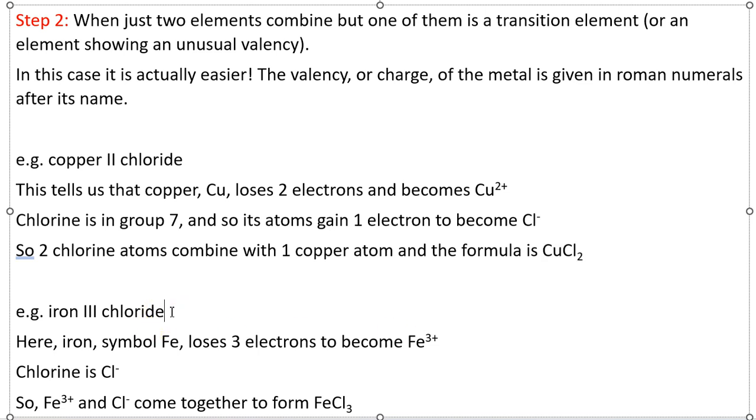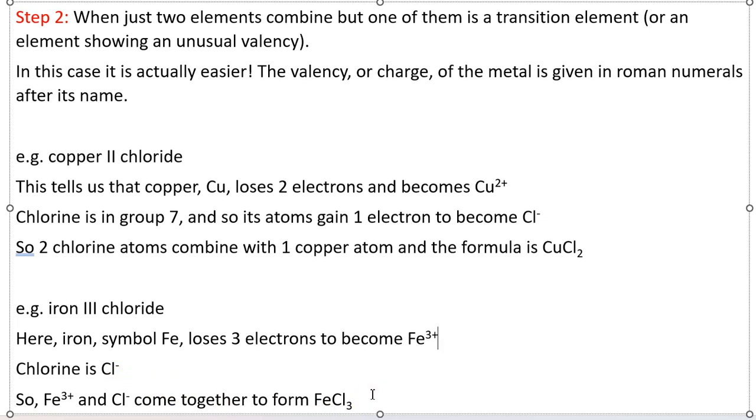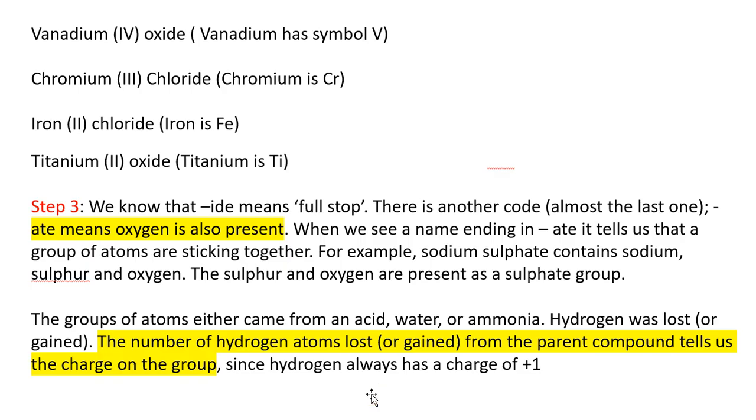In iron 3 chloride, iron is Fe, chloride again, Cl. I know because of the Roman numerals 3 that the charge on the iron is 3 plus. Chlorine is Cl minus. Chlorine is a group 7 element. 1 electron needs to be gained to get a full outer shell. That's Cl minus. Now, if Fe is 3 plus, I will need 3 of the Cl minuses to combine with it. FeCl3. There's my periodic table. That was being used already.